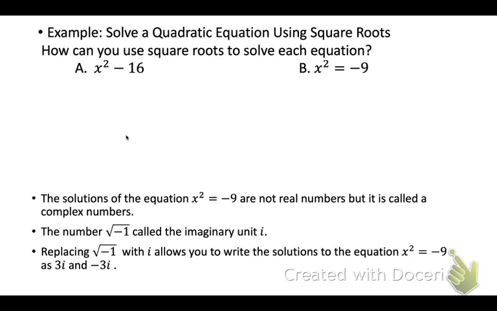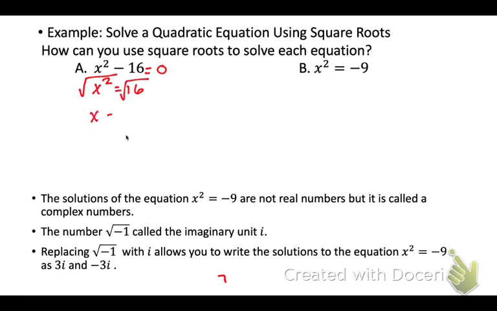So we're going to solve these two equations just real quick. So a is x squared minus 16 equals 0. And we would do what with it? How would we solve this? Add the 16, or you could factor it. So you have x squared equals 16. And then what? How do you undo squaring something? Square root it.